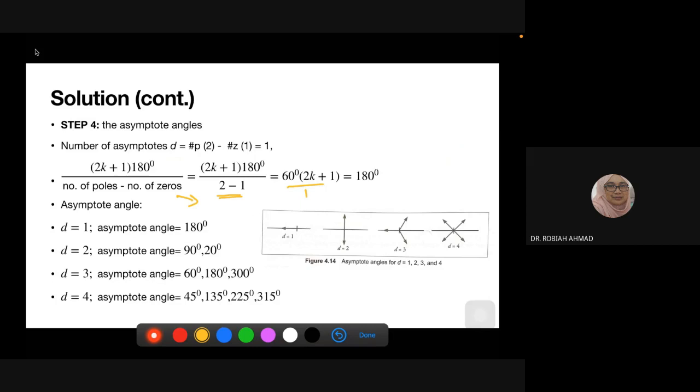So minus 1, 1 eh. Jadi kalau satu dia hanya 180 degrees, kalau dua 90, kalau tiga tadi contoh the first one is 3, so kita ada 60, 180 and 300, and kalau 4 dia macam gini. Okay, so this one, ni dia punya tips lah. Kalau kita dah tahu dia 4 ke 3 ke 2, kita dah tahu dah dia mesti dot asymptote lines dia tu macam gitulah. So dalam case kita yang mana satu? Kita D equal to 1 so 180 degrees.